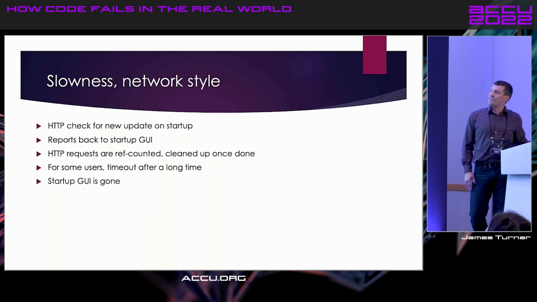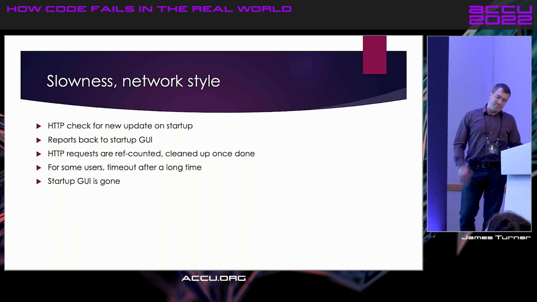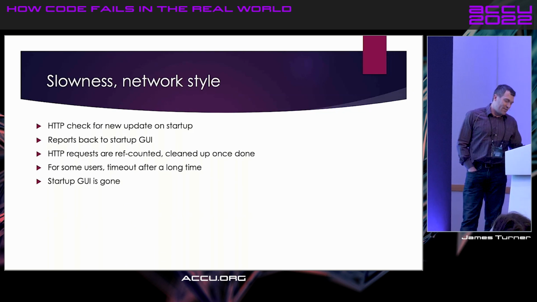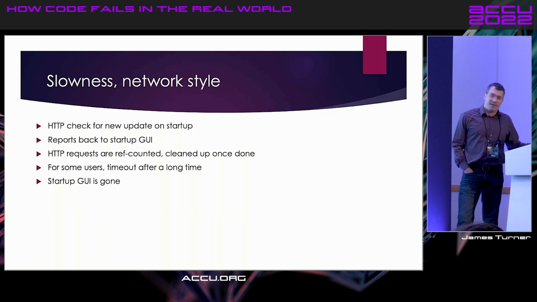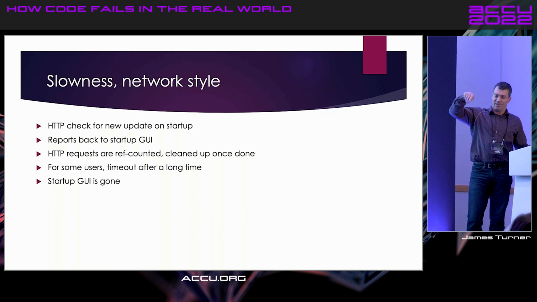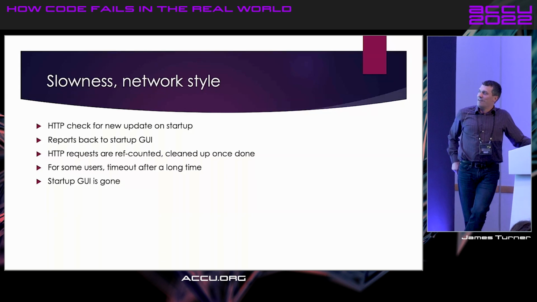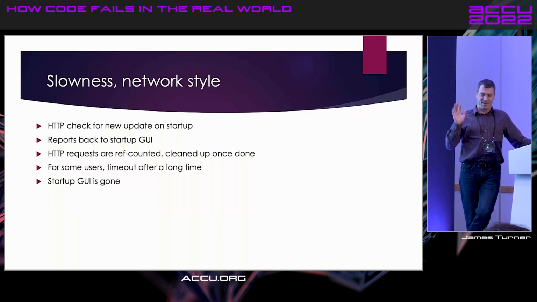One more example of slowness. Network check for, is there a new version? Just a simple check of the web server. It reports back to our GUI saying, oh, there's an update available, please click to install it. Nothing very fancy there. We have ref counting on the requests, so once they're done, they're cleaned up.